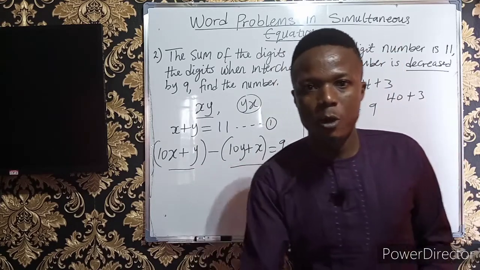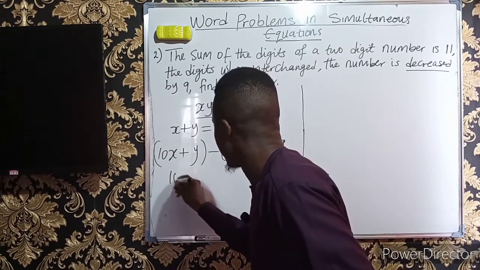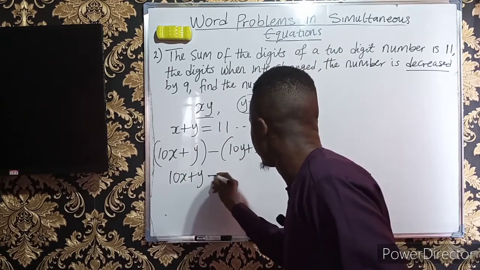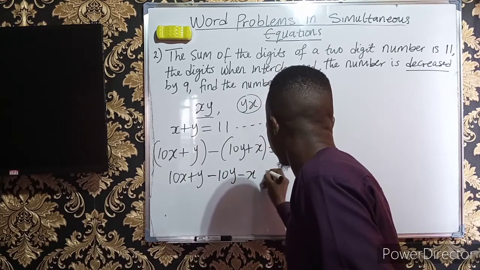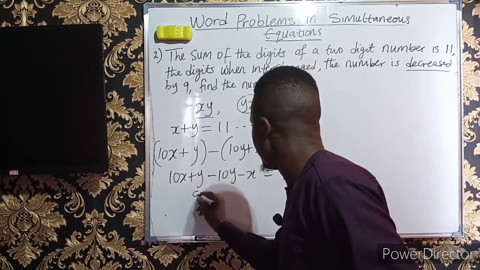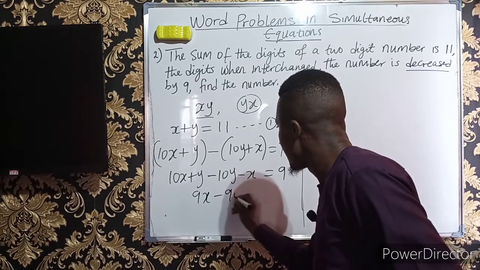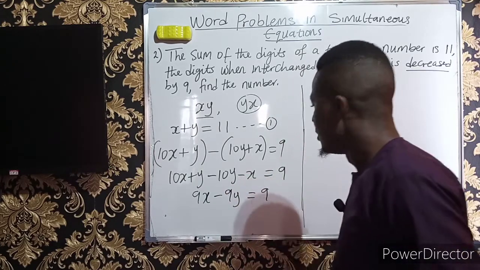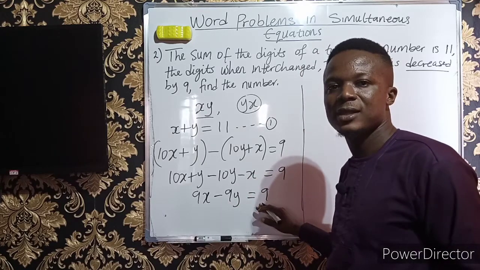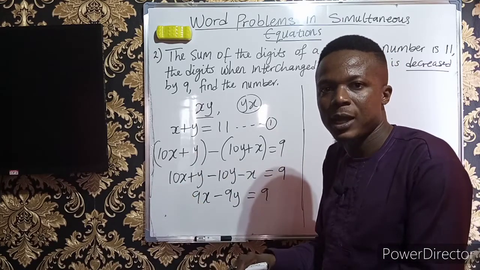Now let me clean the board, then we open the bracket. So let's open the bracket, which I have 10x plus y. The negative sign affects everything in the bracket, which I have 10y minus x equals 9. Collect like terms. 10x minus x will give me 9x. y minus 10y will give me minus 9y equals 9. Funny enough, the coefficients of x and y are equal, and the constant is also equal to the coefficients of x and y. Therefore, we can divide everything by 9 to get a simpler equation.